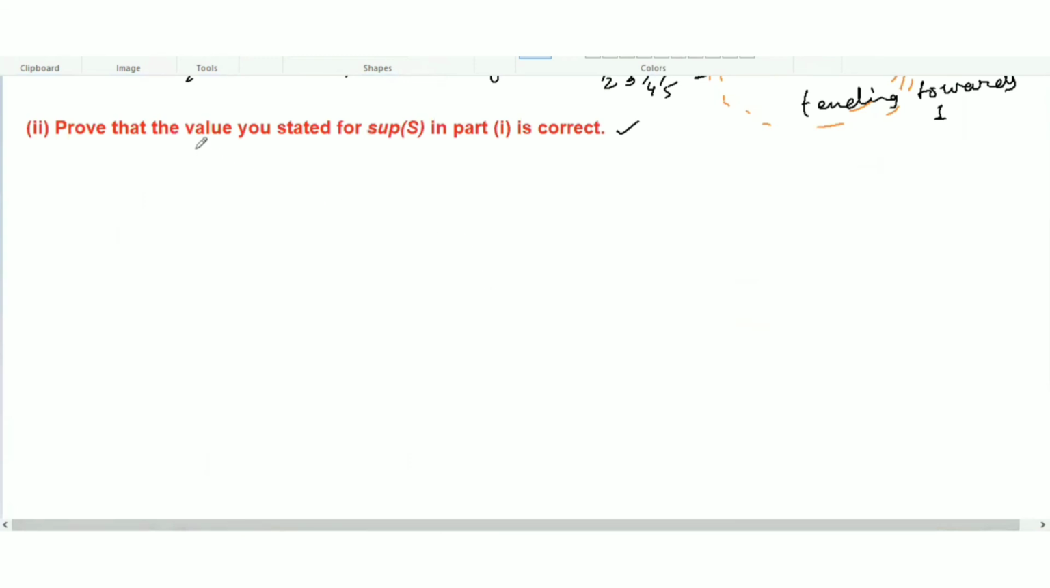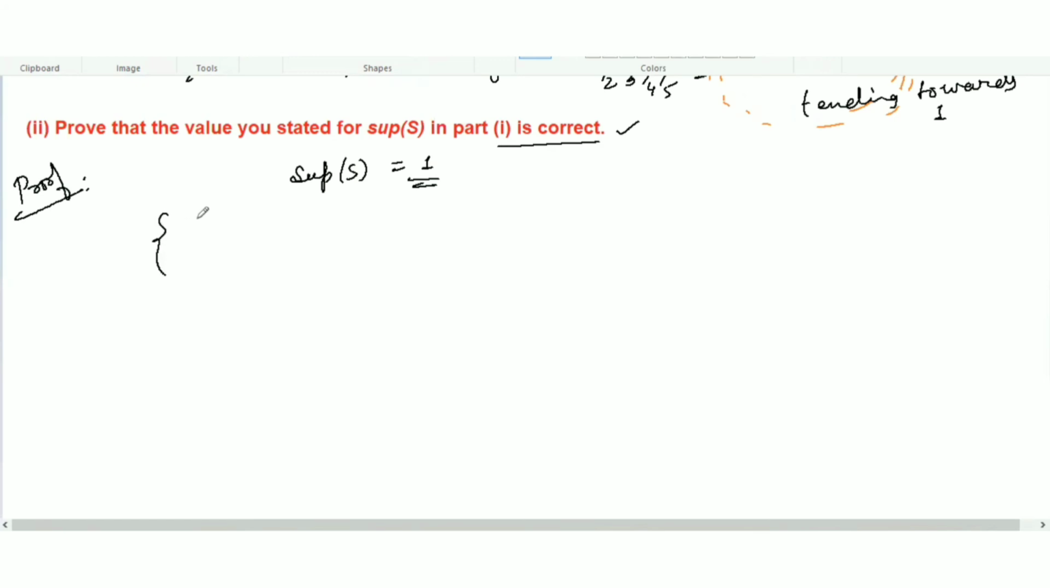We have to prove that the value you stated for the supremum of S in part 1 is correct. So here is the proof. What we stated in part 1, supremum of S equal to 1, we have to prove in this part whether it is correct or not.